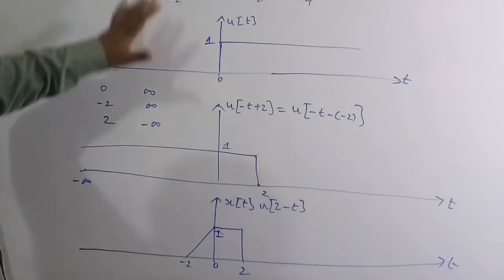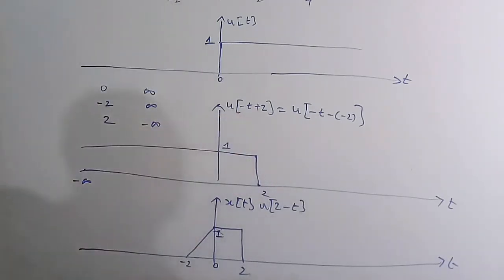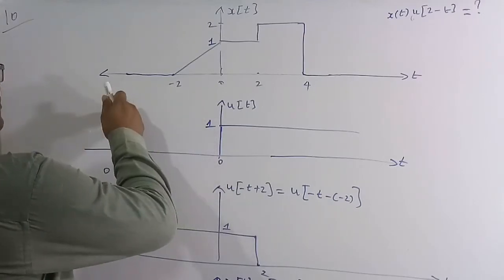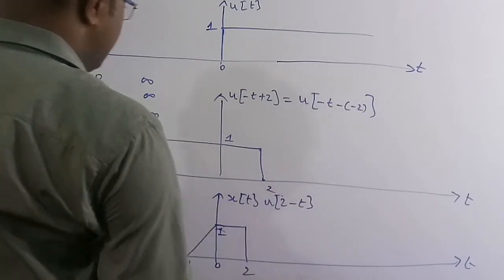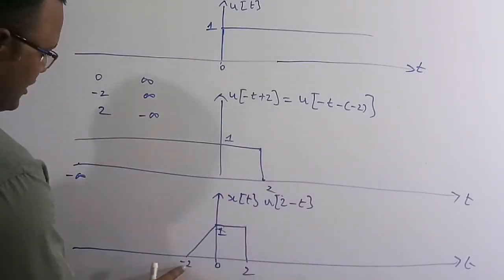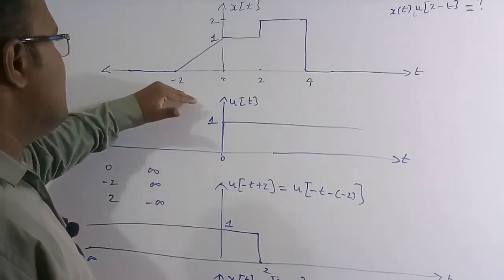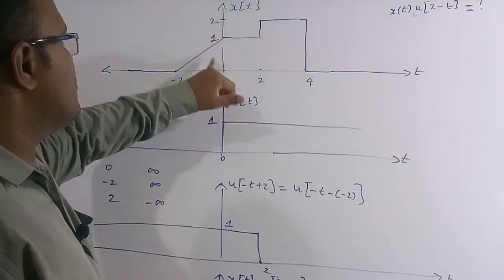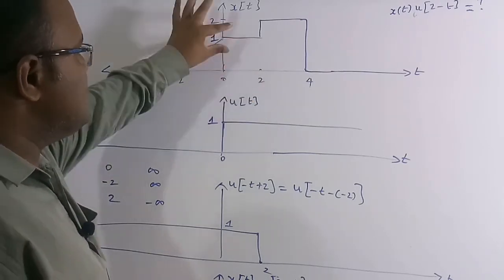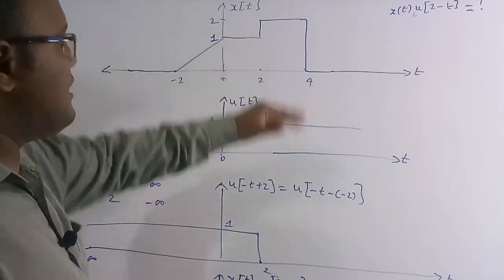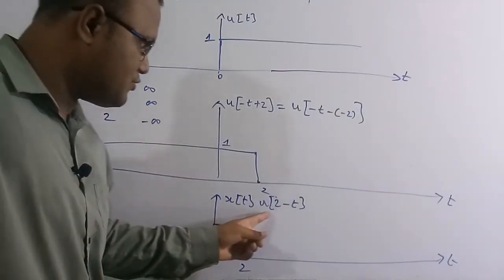Now we need to do the multiplication of these two signals, x of t into u of minus t plus 2. We have to multiply. See, when t is less than minus 2 its value is 0. Therefore for t greater than 2 also its value is 0. So we can conclude that if you multiply, from minus 2 to 2 only this signal is going to be present. So minus 2 to 0 this graph is going to be present, and from 0 to 2 this graph is going to be present, and the remaining all graphs are 0. Therefore, this is the graph of x of t into u of 2 minus t.